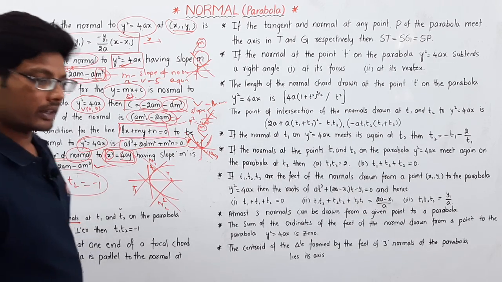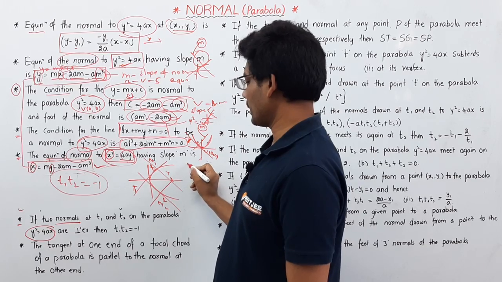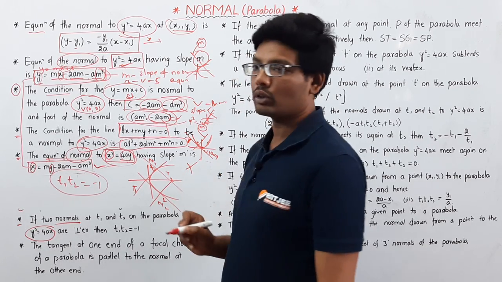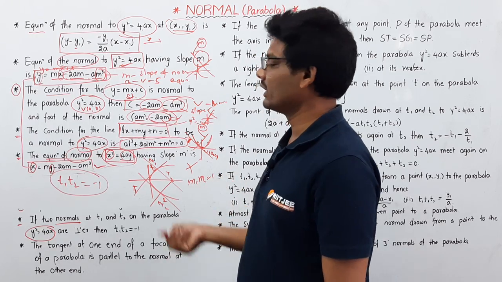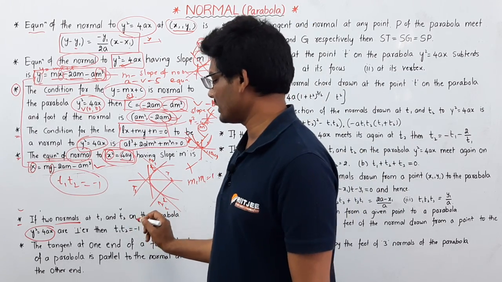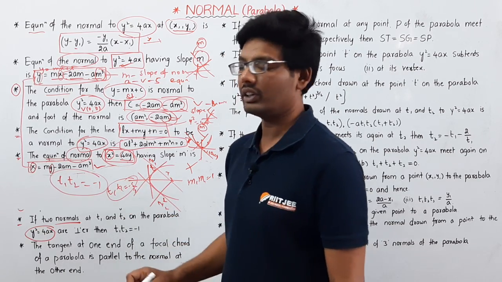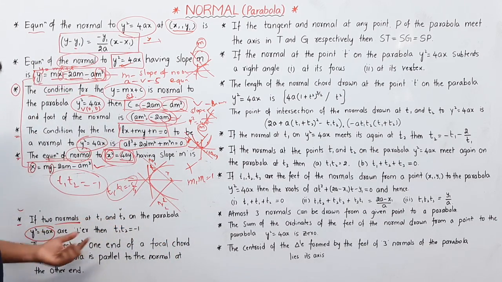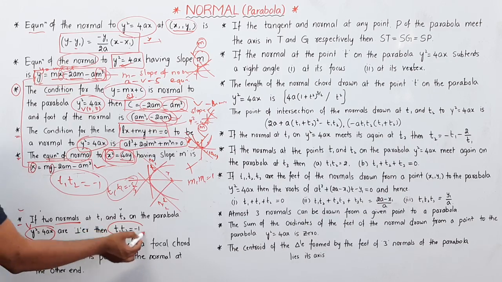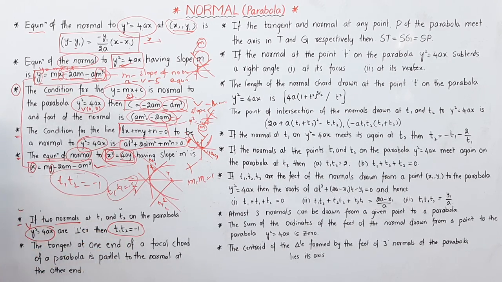Simply, when it comes to straight lines, the same thing happens. When two lines are perpendicular, then their slopes satisfy m1 into m2 is equal to minus 1. Here also the same thing applies, and t1 into t2 gives minus 1. This is the condition for two perpendicular normals to the parabola y square is equal to 4ax, the standard form of parabola: t1 t2 is equal to minus 1. This is the important one here.